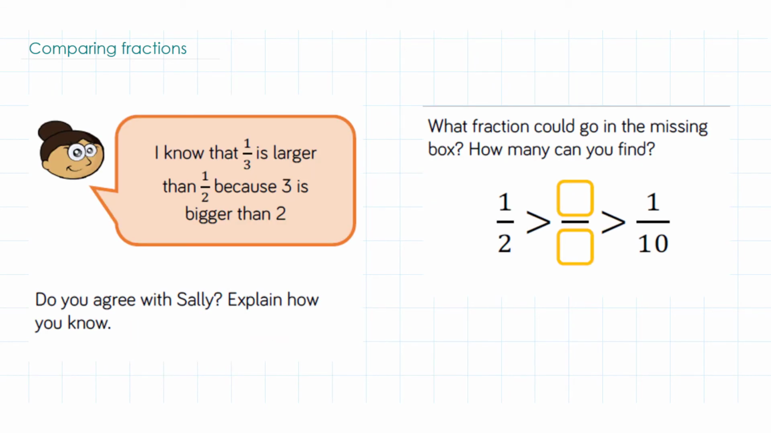Problems, 2 problems. So Sally makes a statement. Do you agree? Explain how you know. And then for the second one, what fraction could go in the missing box? How many can you find? Well, there's an almost limitless number of possibilities. So there's lots and lots to find. So really try to push yourselves to find another one, and then another one, and then another one. I'm going to go through the answers to all those now in a moment. So if you're not ready, pause here and then go through them. Here we go.